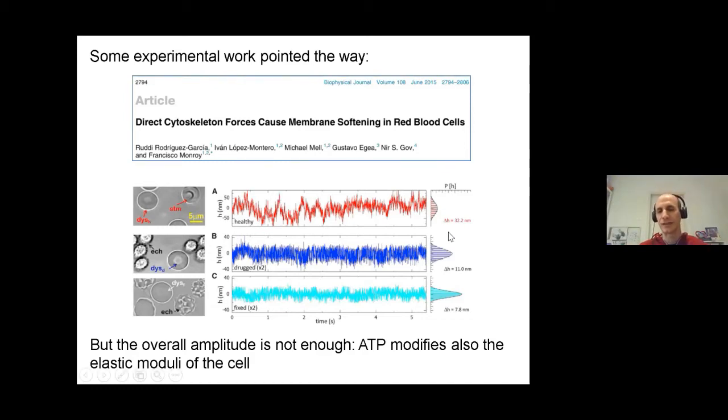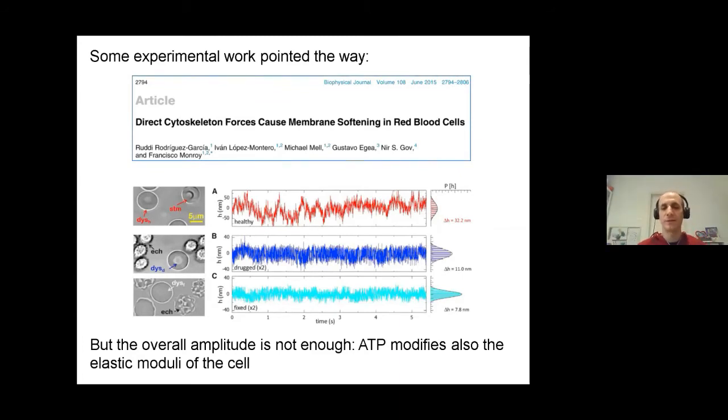So one could say, the devil's advocate could say, well, by removing ATP and seeing that there is a change, I don't know if it's a proof that there are active fluctuations in the red blood cell membrane. Maybe the ATP changes the elasticity. And as we saw, the thermal fluctuations are the temperature divided by the elastic moduli in essence. And if you make the elasticity larger, stiffer, then you reduce the amplitude. And in fact, this is also true. The ATP depletion also makes the cells stiffer.